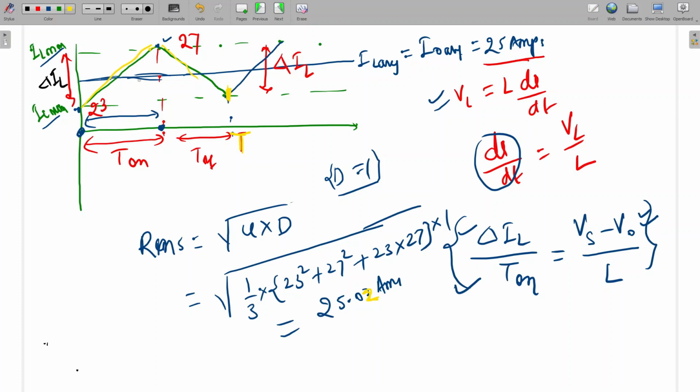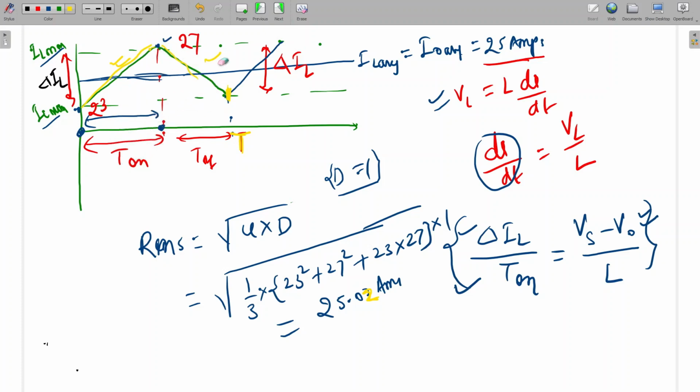Otherwise, you can do it part wise, two parts we can say, from this part and this part. For this part, duty is 0.4, and for this part, duty is 0.6. So 0.4 plus 0.6 will be 1 only. Is it clear? Okay. In part wise also you can do.